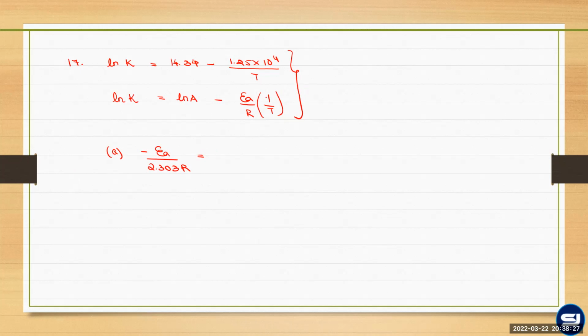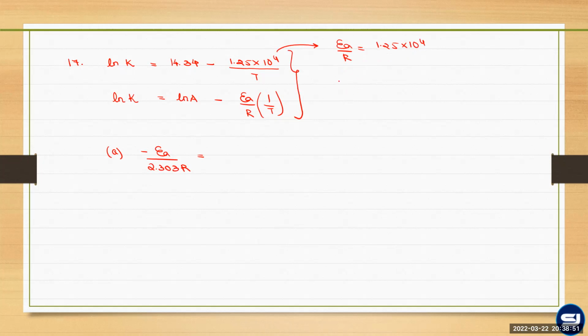See, log k to the base 10 अगर आप प्लॉट करोगे, तो फिर आपका ये वाला EA by R जो है ना वो EA by 2.303 R हो जाएगा. ठीक है. अब उन्होंने जो दिया है ना, this value is only of EA by R which is equal to 1.25 into 10 raised to 4. समझा?